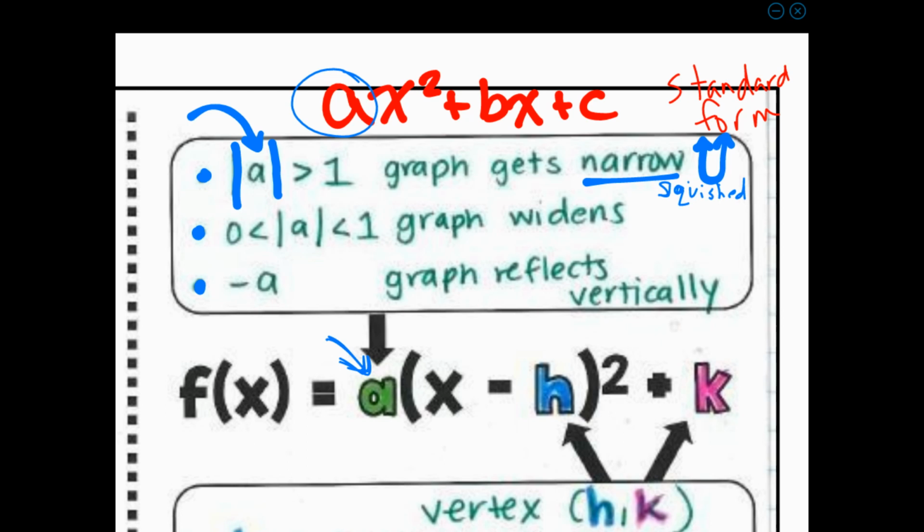Okay, it looks squished. Can I write with different colors in these boxes? You can.